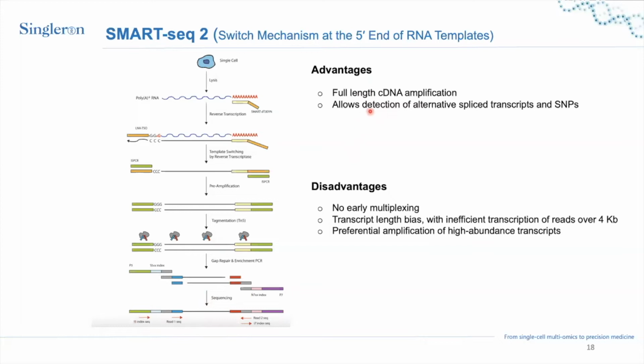So what are the advantages of SmartSeq methods? Basically, it's a full-length cDNA amplification, and it allows detection of alternative splice transcripts and SNPs. And the disadvantages: since there is no barcoding, we cannot really multiplex this system unless you modify it. And there's a certain bias on transcript length because, based on the PCR, amplification of over 4 kb is not as good as for the short transcripts. It creates some sort of bias. And also, due to the PCR bias again, it preferentially amplifies high abundance transcripts.